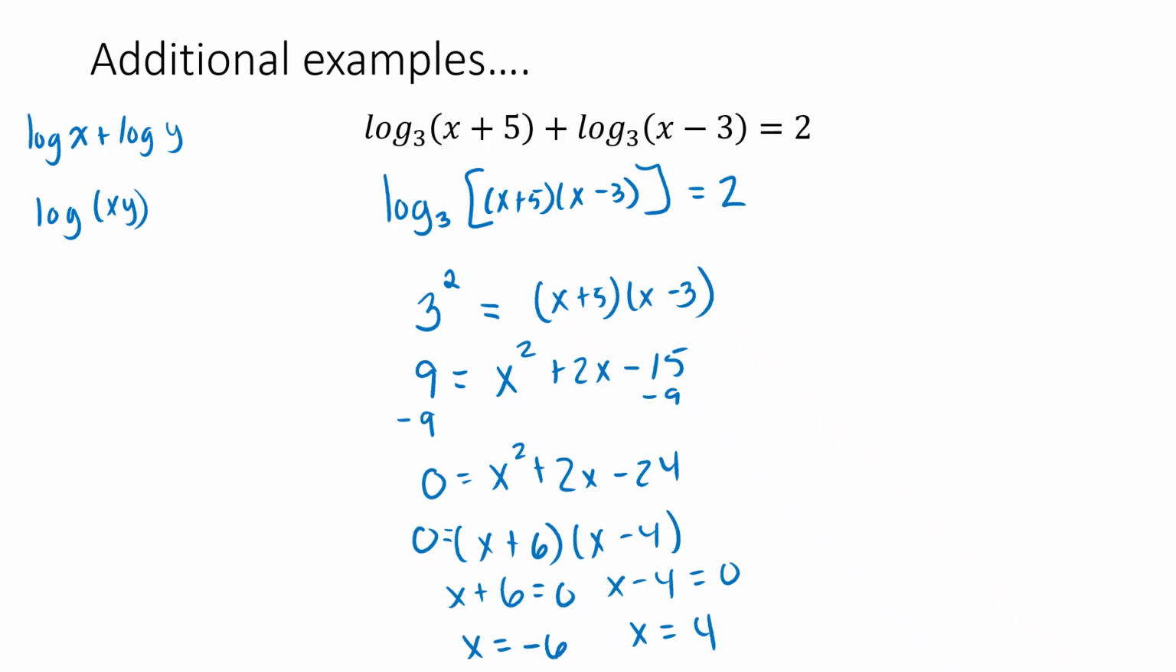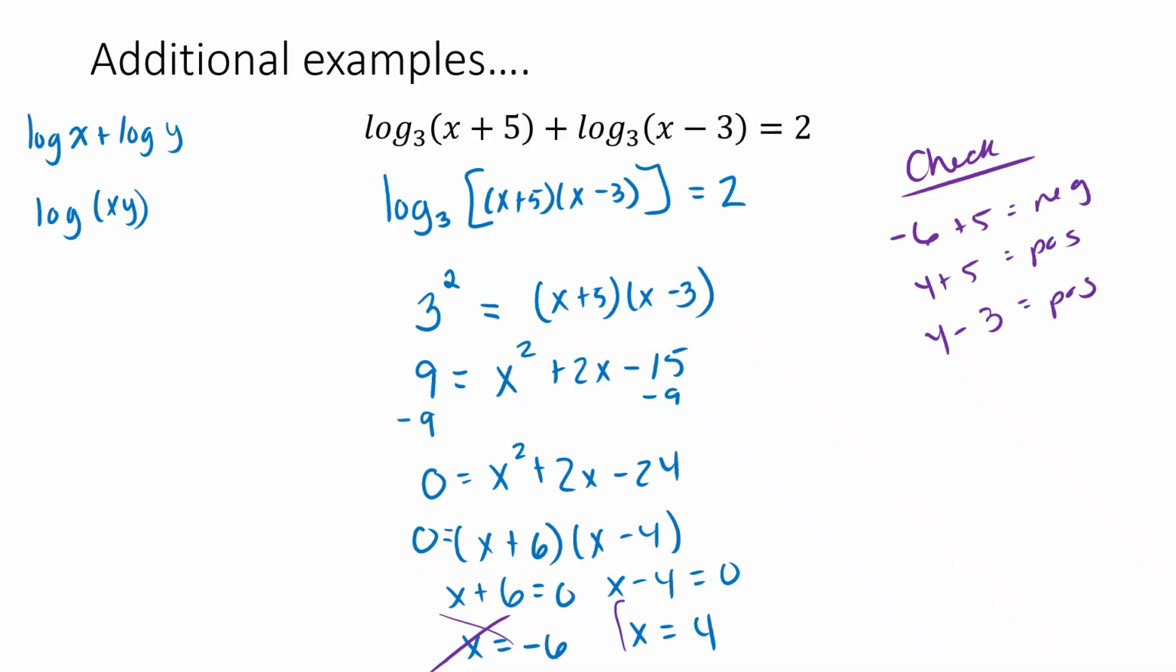But remember that solving a quadratic has no restrictions on its domain, but the logarithm does. So taking a quick look at checking these solutions. So again, we don't need to overdo it with the check. -6 plus 5 is negative. That does not check. 4 plus 5 is positive, and 4 minus 3 is positive. So the 4 does check.